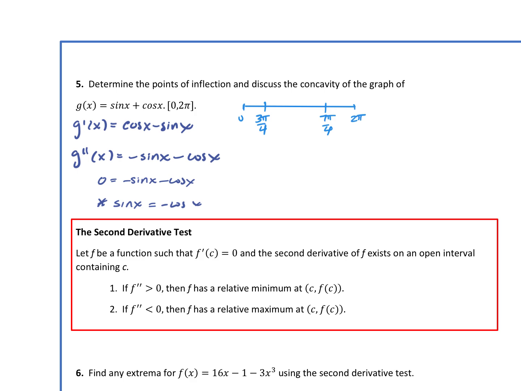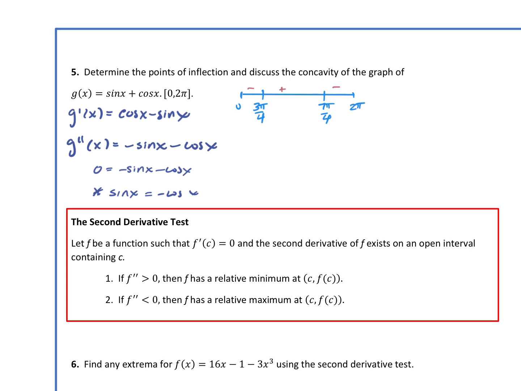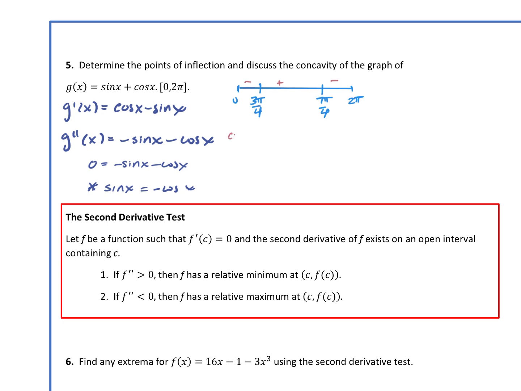So I went ahead and plugged in different values. I got negative, positive, negative. So concave down is going to be 0 to 3 pi over 4, and then 7 pi over 4 to 2 pi. And then concave up, it's going to be 3 pi over 4 to 7 pi over 4. And point of inflection. All right, so we got to do point of inflection.